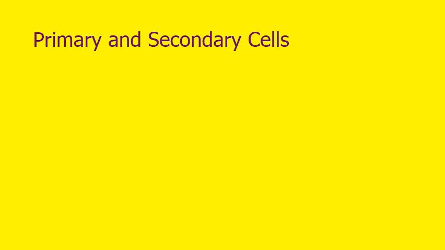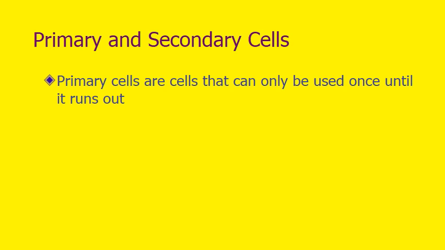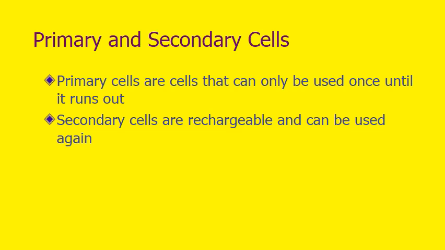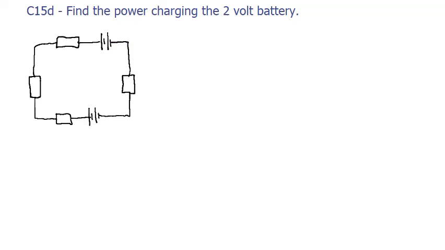One of the key terms that we have is for cells: primary and secondary cells. And it's relatively simple. Primary cells are ones that can only be used once until it runs out. Secondary cells are rechargeable and could be used again. And so it's important to be able to distinguish those.